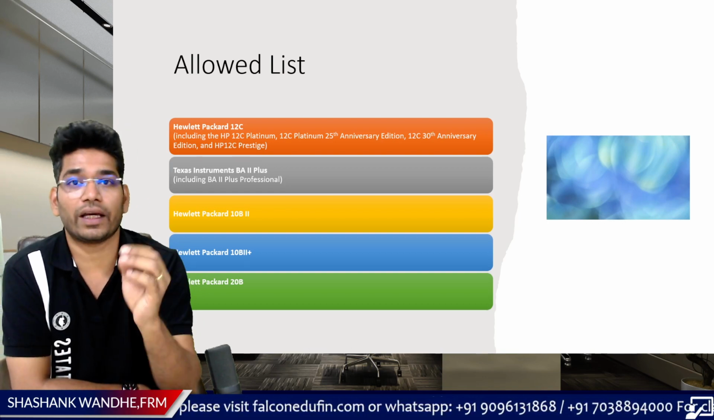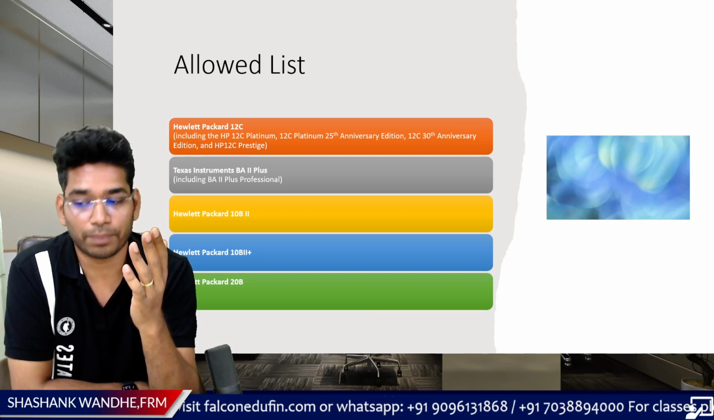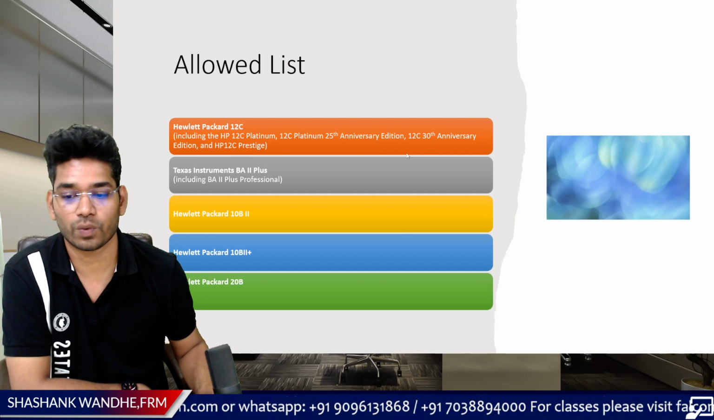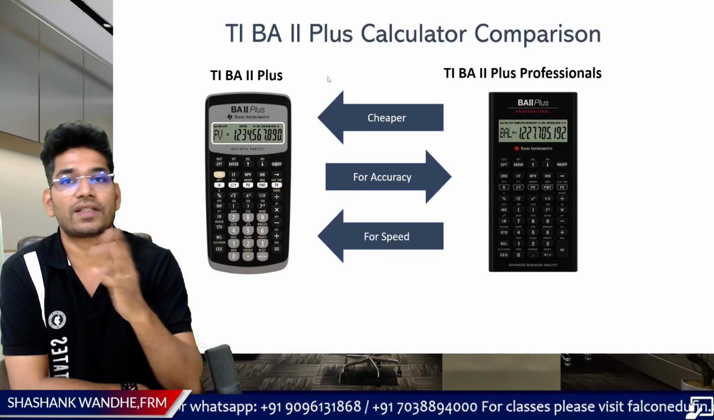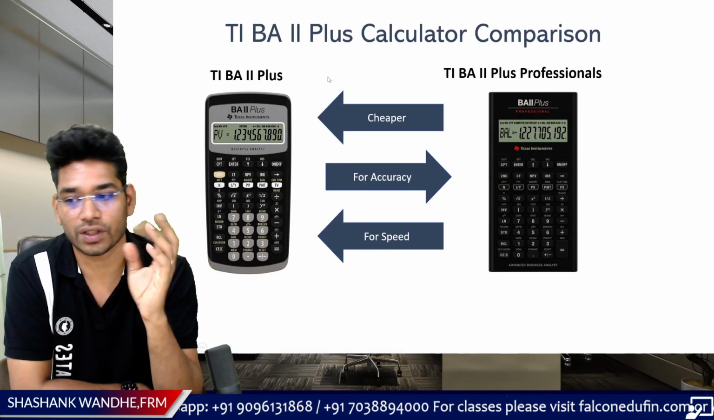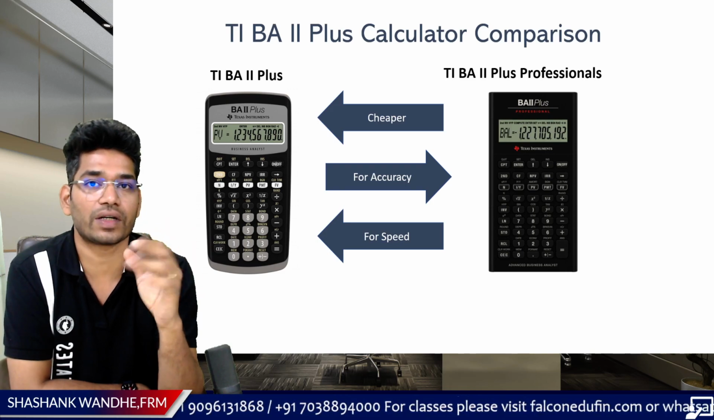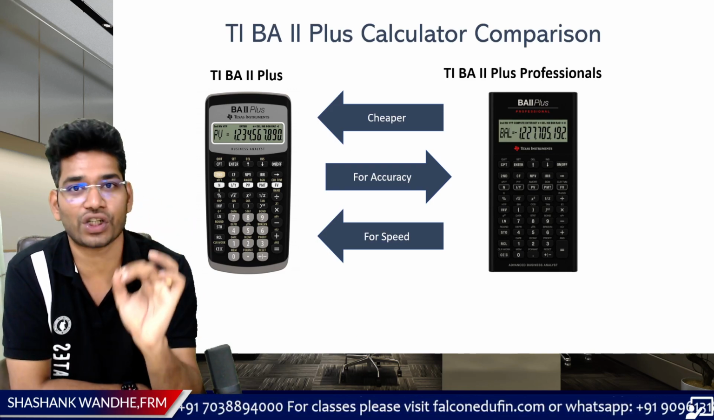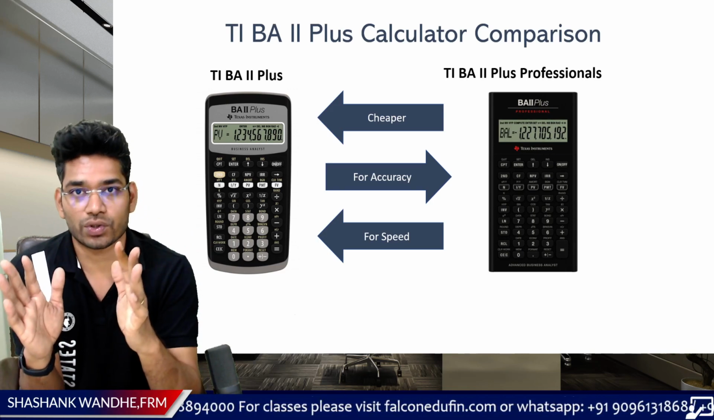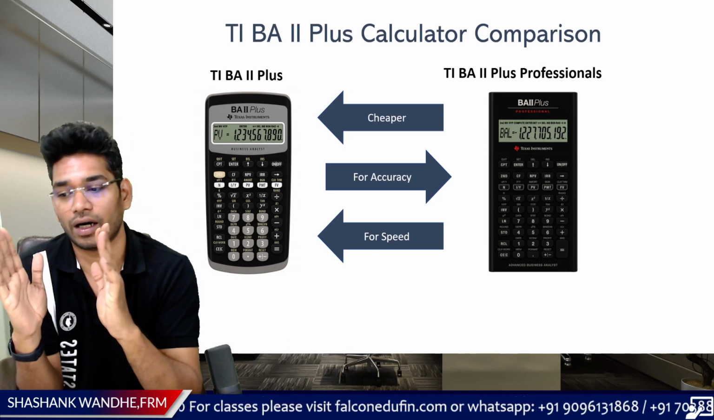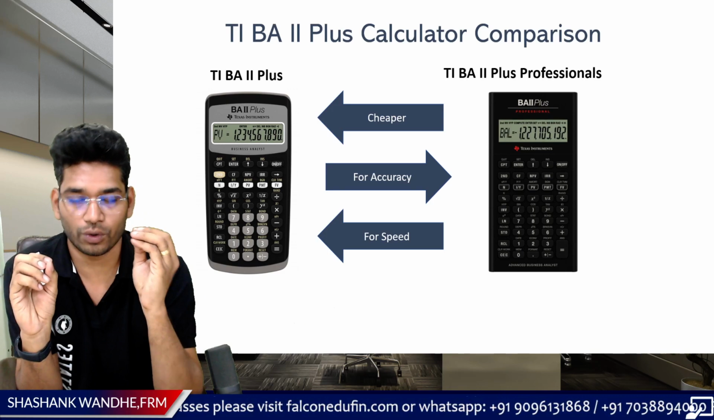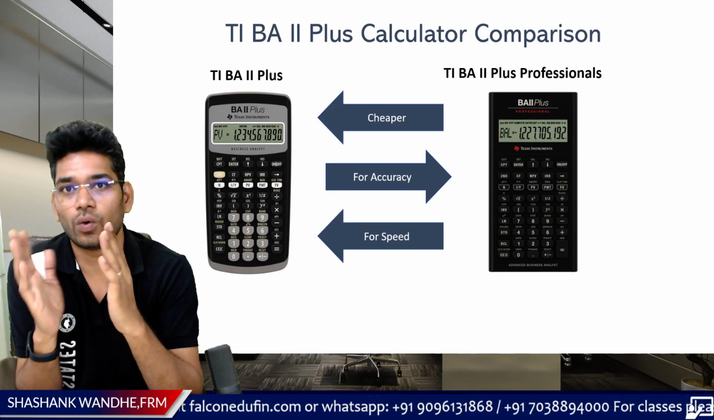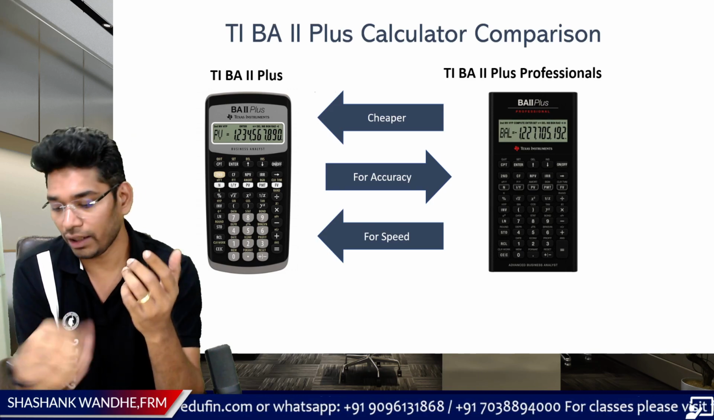Now, assuming you are planning to buy the TI BA2 Plus calculator, here we have 2 versions. First is the Plus version, second is the Professional version. The Plus version is the cheaper one, Professional is the expensive one. Both calculators offer the same functionality and the same keystrokes, so you don't need to learn both. If you know one, obviously you will be able to use the other. As I said, the only difference is the build quality.